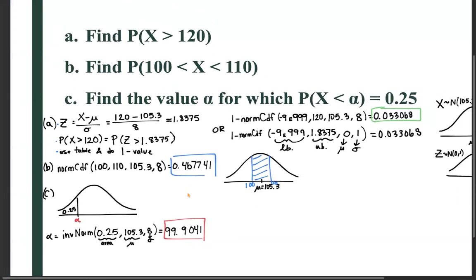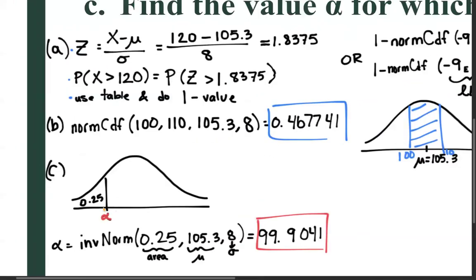And last but not least, find the value alpha for which the probability of x less than alpha equals 0.25. So here, we're given the area under the curve, and we want to find at what value this alpha is. So instead of doing norm CDF, we're going to do inverse norm. And so that it works from left to right as well.